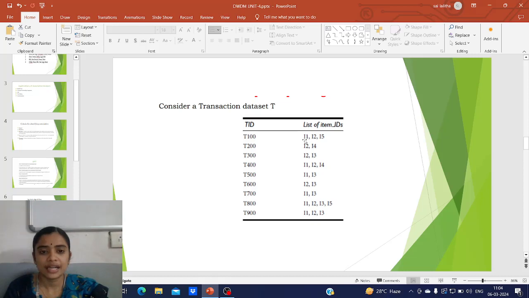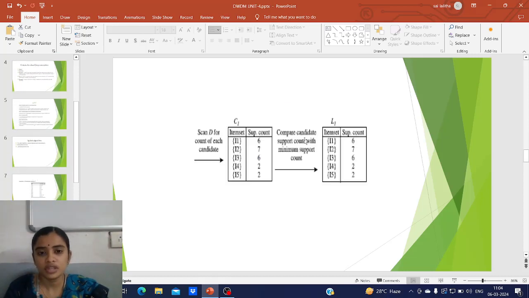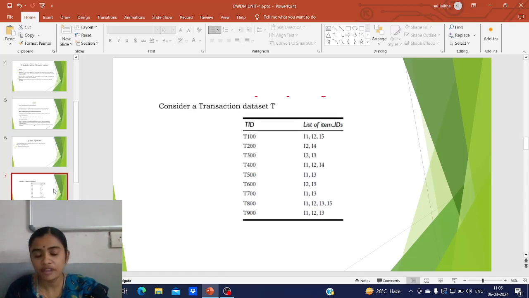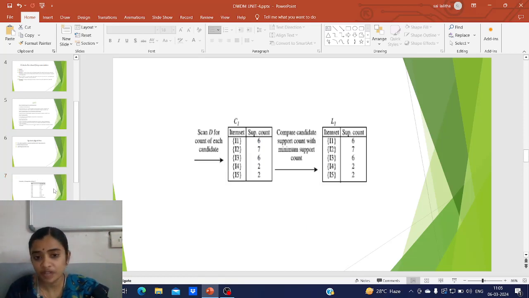Let us consider, first, I want to calculate the candidate item set. What I have to do, first you have to scan the database and identify the individual items we have in each and every transaction. If you observe, here we have I1 to I5, nothing but 5 unique items. In the first step, you have to calculate the support count for each individual item. How many items do we have? 5 items. So we have to calculate the support count.